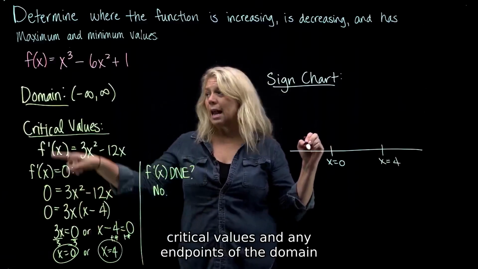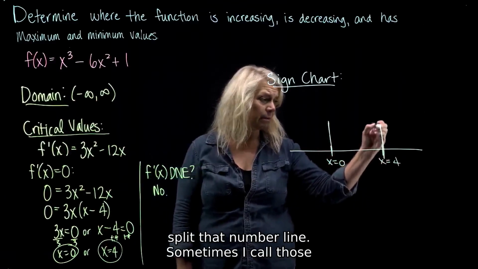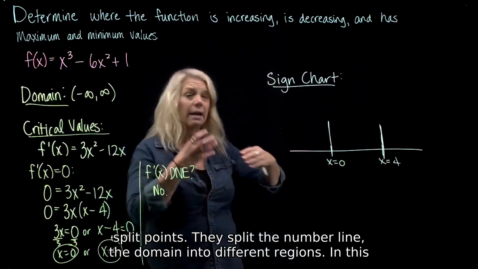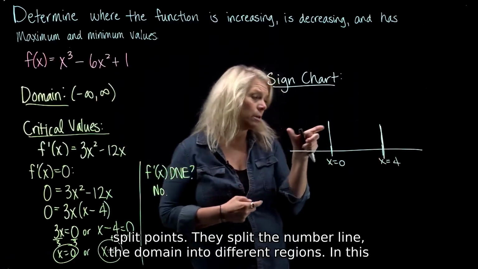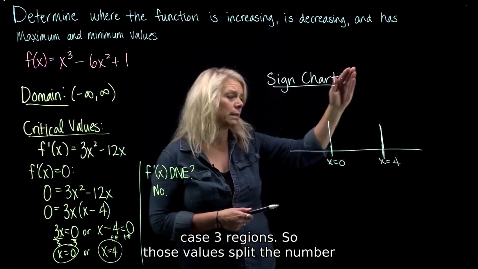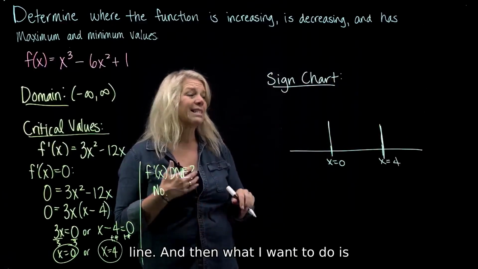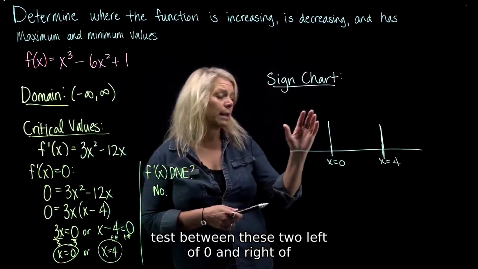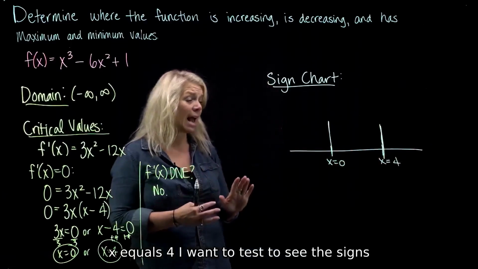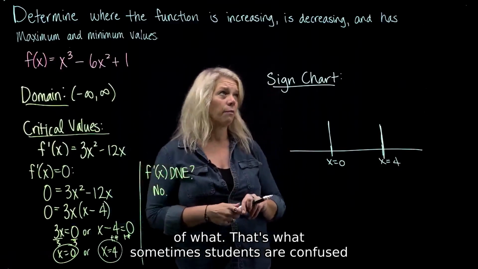Those critical values and any endpoints of the domain split that number line. Sometimes I call those split points. They split the number line, the domain, into different regions, in this case 3 regions. So those values split the number line. And then what I want to do is test between these two, left of 0 and right of x equals 4, I want to test to see the signs of what? That's what sometimes students are confused about.